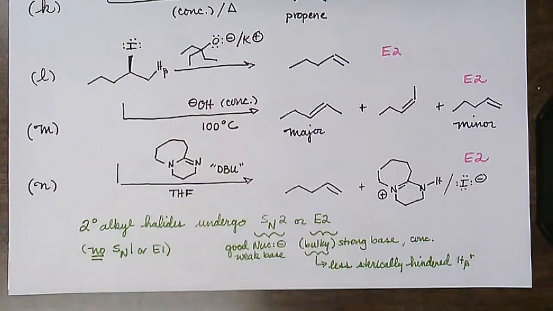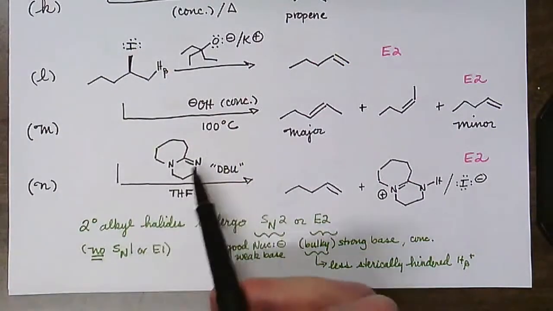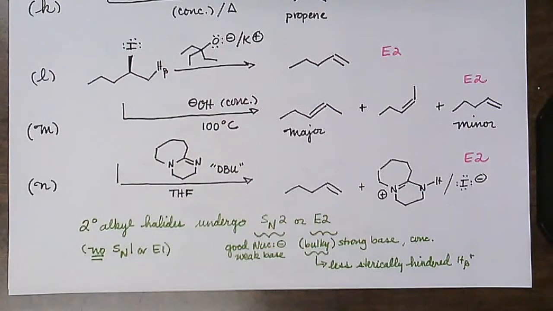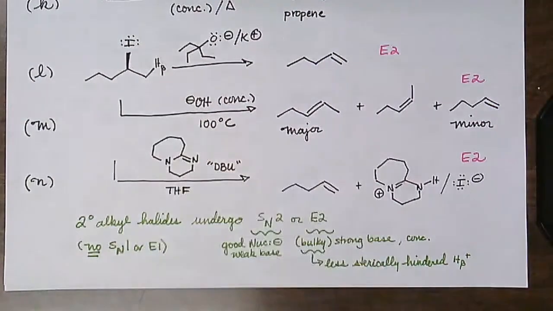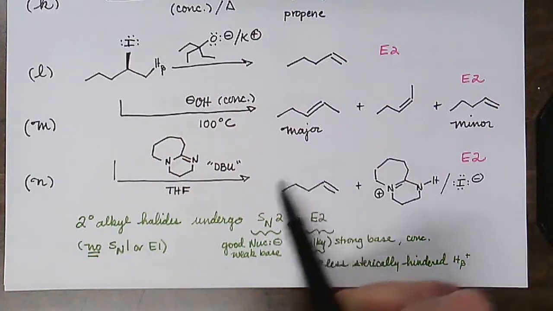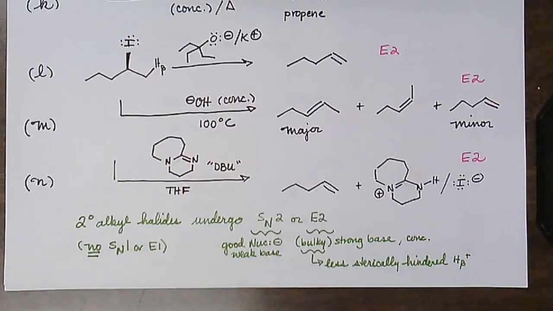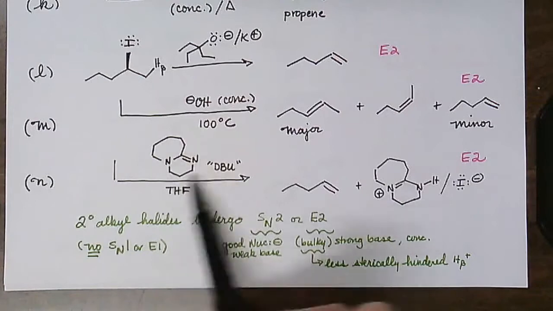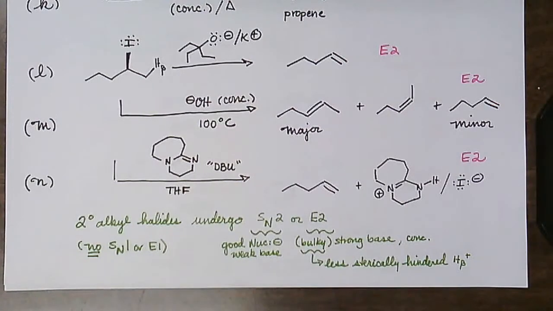Along the same lines, if you choose a non-nucleophilic, sterically hindered bulky base like DBU in a solvent such as tetrahydrofuran, you will again pull off the proton of less steric hindrance to produce only the E2 elimination product. Remember, there will be no substitution from this sterically hindered non-nucleophilic base.